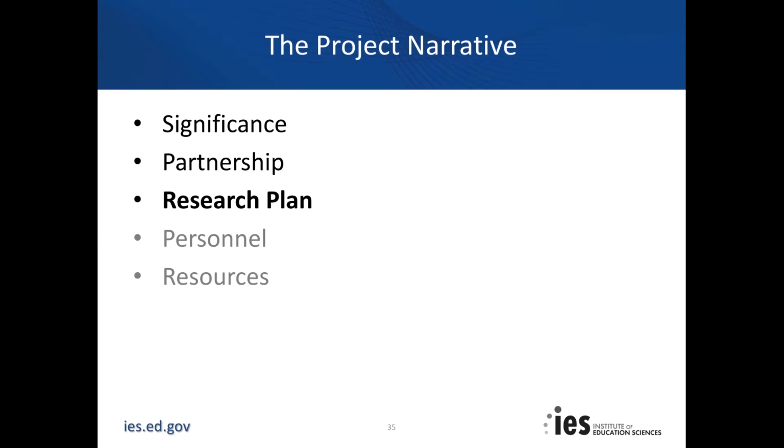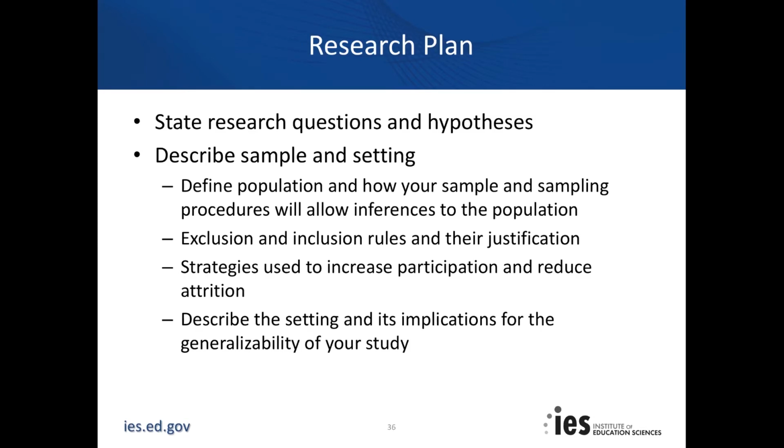So next we'll turn to the research plan. We're going to walk through a set of issues that are to be addressed in your research plan. For example, you should start with your research questions and hypotheses, and then describe the sample and setting. You want to define the population that you're looking at and how your sample and sampling procedures will allow inferences to the population. This includes exclusion and inclusion rules and their justification, strategies used to increase participation and reduce attrition, and then describing how the setting also has implications for the generalizability of the study.